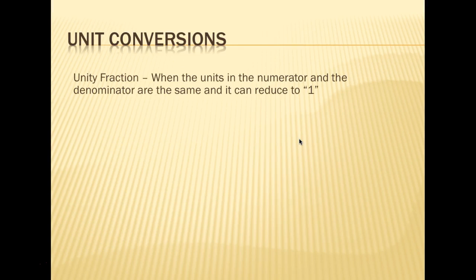All right, unity fractions. This book calls it unity fractions. I like to call it unit fractions. Either way is acceptable. But a unit fraction is when the fraction in the numerator and the denominator are the same, and it can be reduced to 1. So for example, 3 feet is equivalent to 1 yard. So that's a unit fraction because I can reduce that to be 1. Even though I have different numbers and different units, they're equivalent and they're equal to 1. That is what's called a unit fraction.